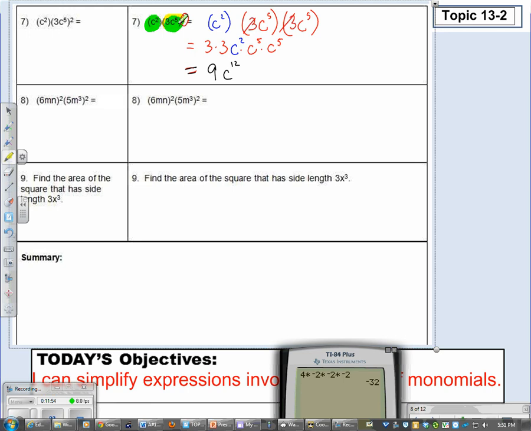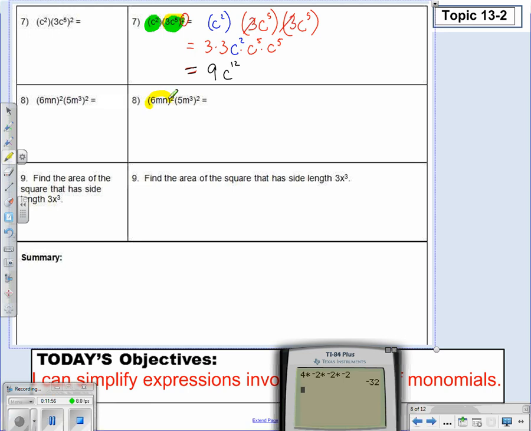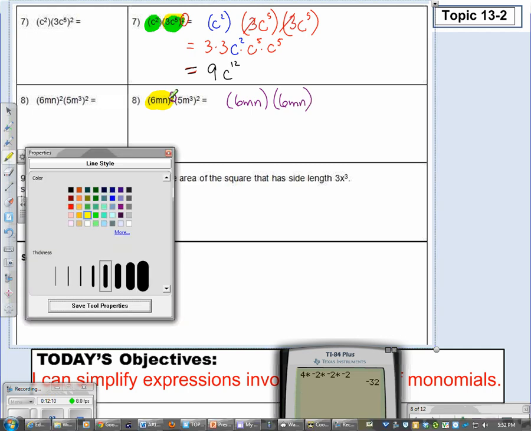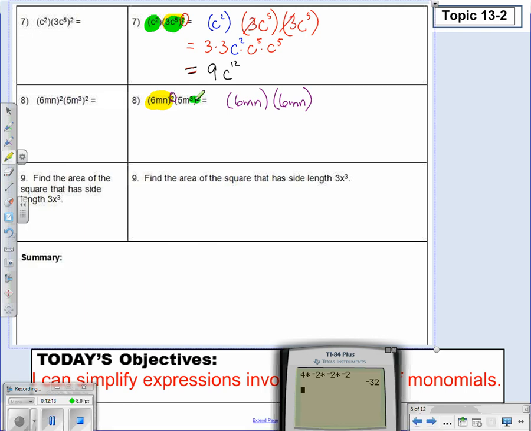Number 8, again we have our first parenthesis. It is raised to an exponent. That exponent is a 2, so we're going to stamp out that first parenthesis 2 times. Our second parenthesis, it is raised to an exponent of a 2, so we're going to stamp out that parenthesis 2 times. So 5m cubed, that's 1 time, 5m cubed, that's 2 times.